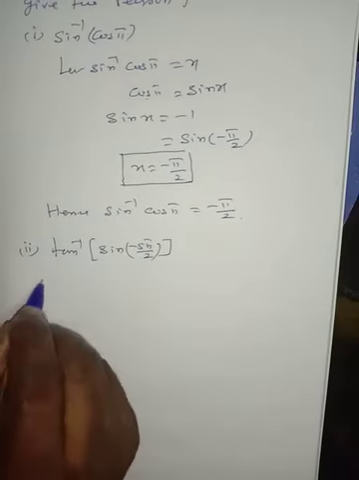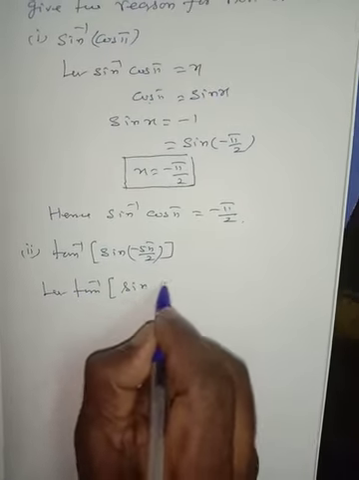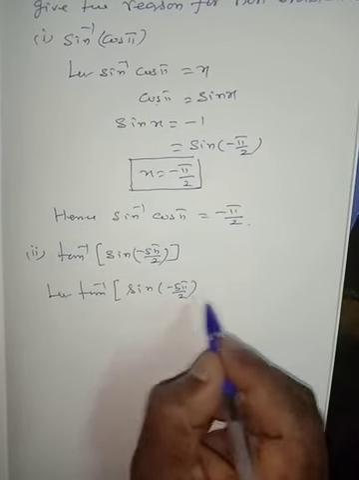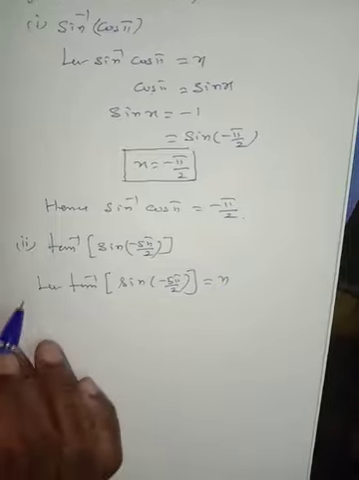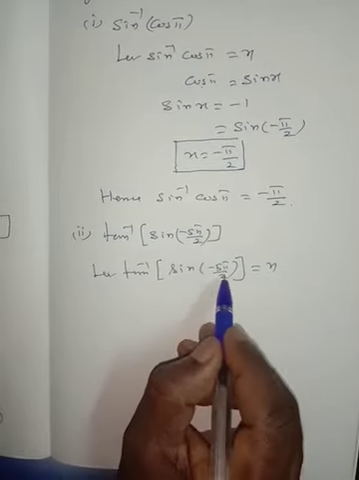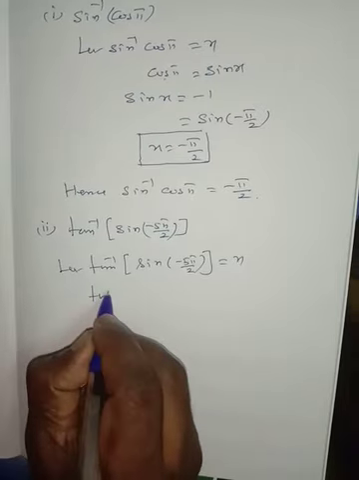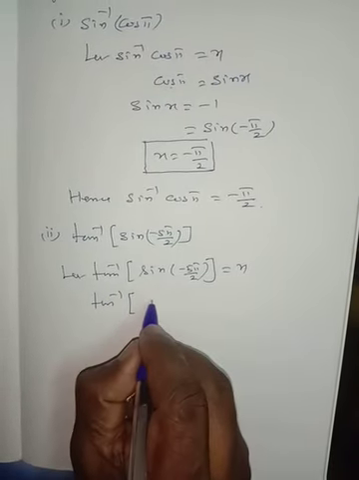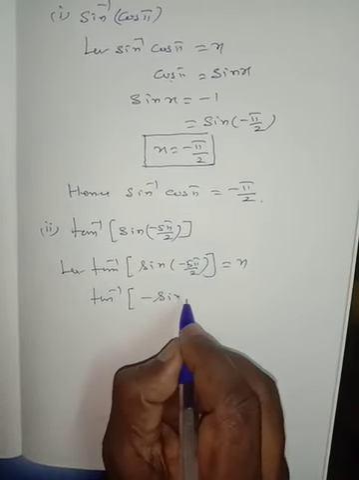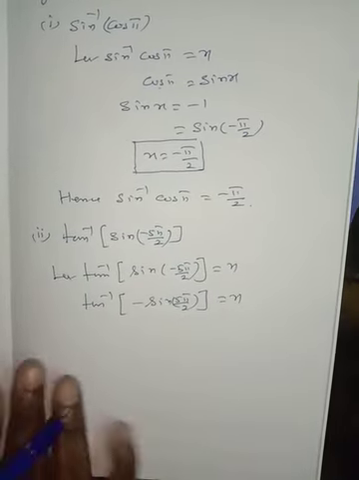this is x. Let tan inverse of sine minus pi by 2 is equal to x. Now tan inverse of this, sine of minus pi by 2. This can be written as tan inverse of minus sine of pi by 2, since sine of minus theta is minus sine theta. Therefore, it is equal to x.